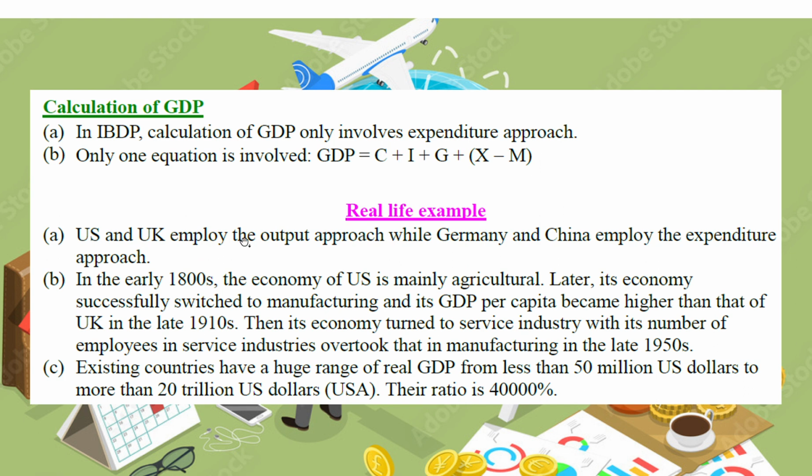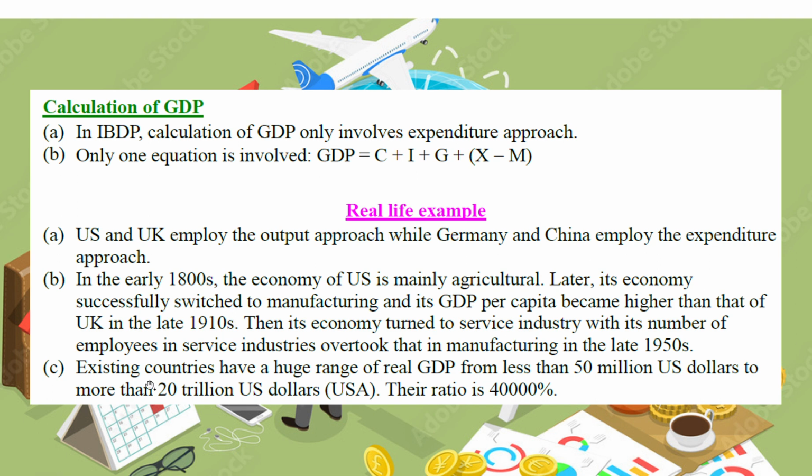The US and UK employ the output approach, while Germany and China employ the expenditure approach. In the early 18th century, the economy of the US was mainly agriculture. Later, its economy successfully switched to manufacturing, and its GDP per capita became higher than that of the UK in the late 1910s. Then its economy turned to the service industry, with the number of employees in services overtaking that in manufacturing in the late 1950s. Another transition: from agricultural to secondary to tertiary, successfully increasing its GDP.